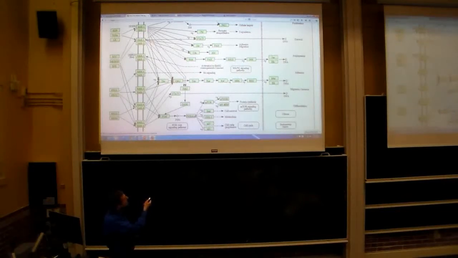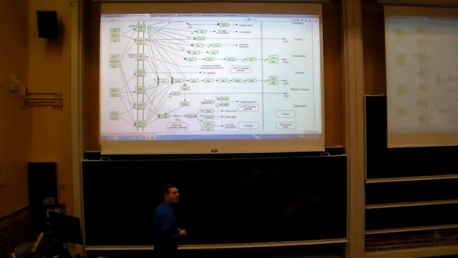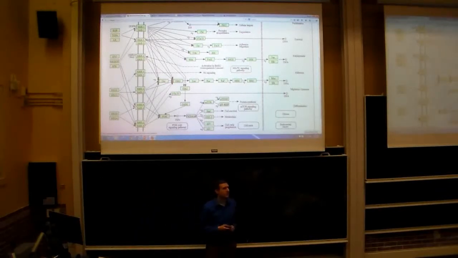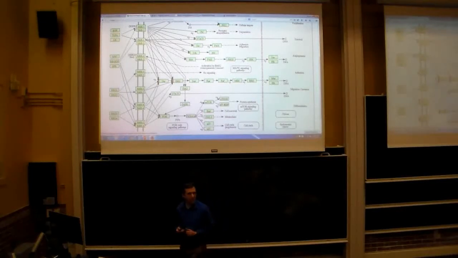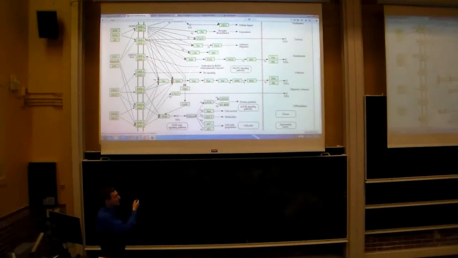Some of these steps in these pathways are denoted by this plus P. Can anyone figure out what that means? Yes, the plus P would mean phosphorylation. So these are signaling pathways. They may have some steps that are not strictly phosphorylation. They're just physical interactions between proteins.